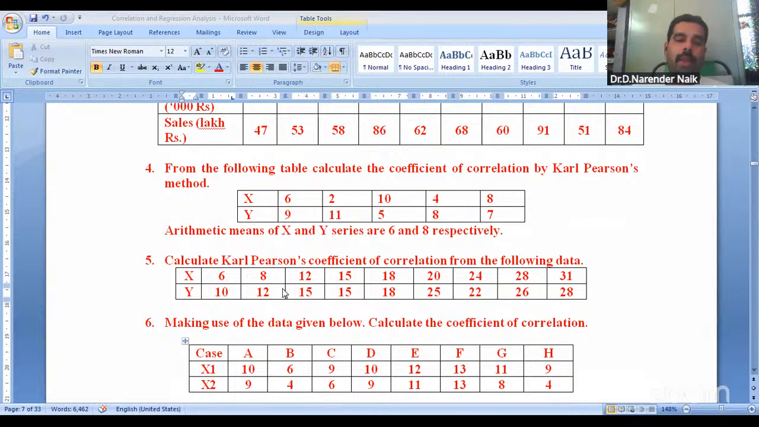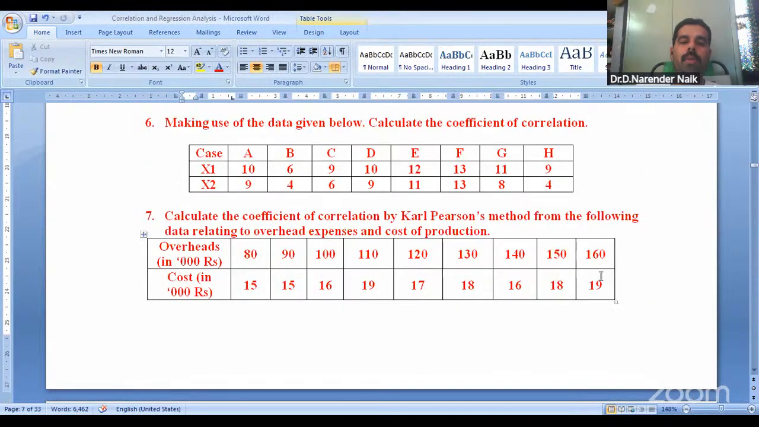Arithmetic means of X and Y series are 6 and 8 respectively. So for example, the average value is a different value, but already in the question 6 and 8 is given. So what we have to do, we have to consider 6 and 8 only. Okay. So this is the actual mean problem.